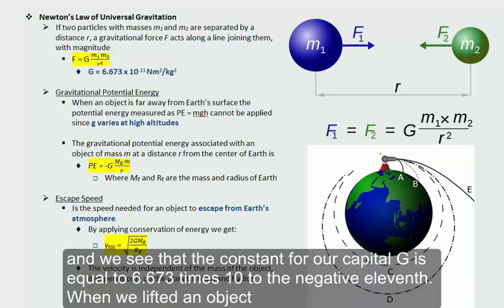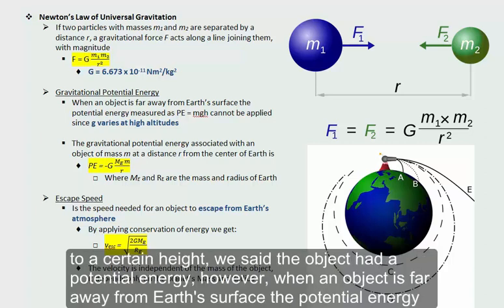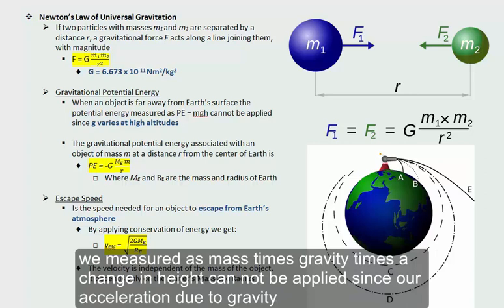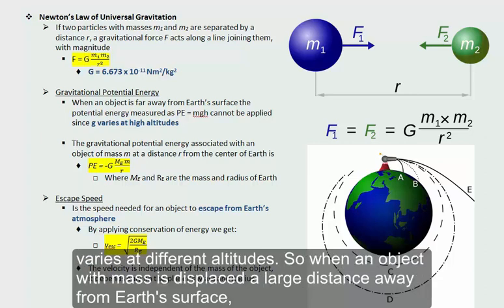And we see that the constant for our capital G is equal to 6.673 times 10 to the negative 11th. When we lifted an object to a certain height, we said the object had potential energy. However, when an object is far away from Earth's surface, the potential energy we measured as mass times gravity times a change in height cannot be applied, since our acceleration due to gravity varies at different altitudes.